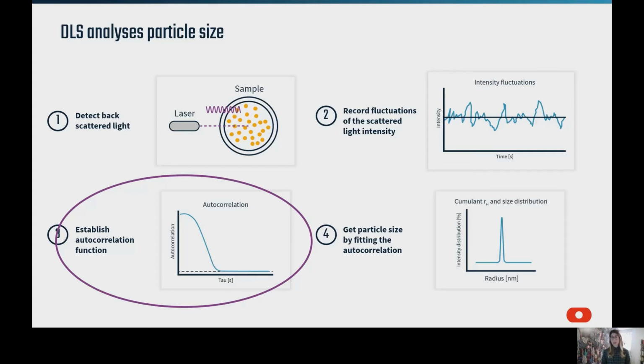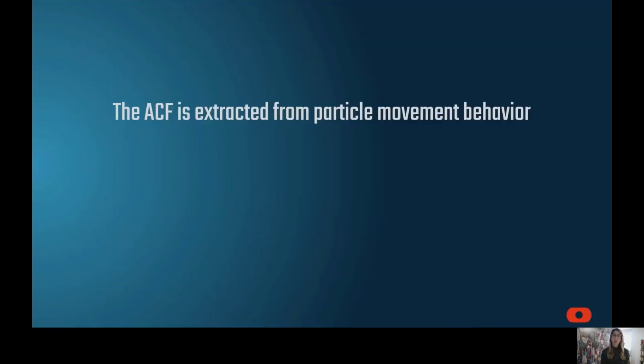We then can fit this decay rate of the autocorrelation function to get a diffusion coefficient, and using the Stokes-Einstein relationship, we can then calculate information on the particle size. So interpreting this autocorrelation function is crucial to making appropriate decisions about your sample data. So let's dive into understanding where this autocorrelation function comes from and what it tells you.